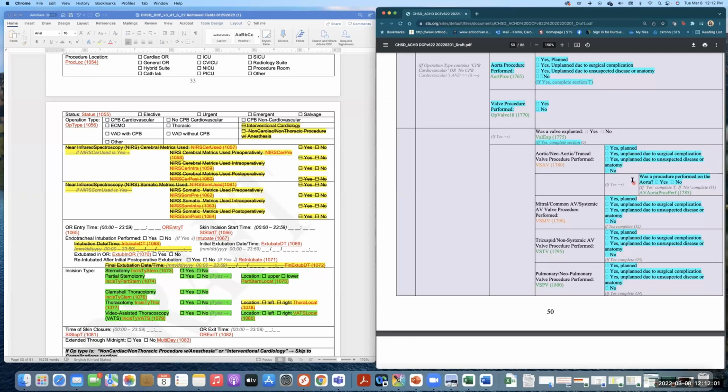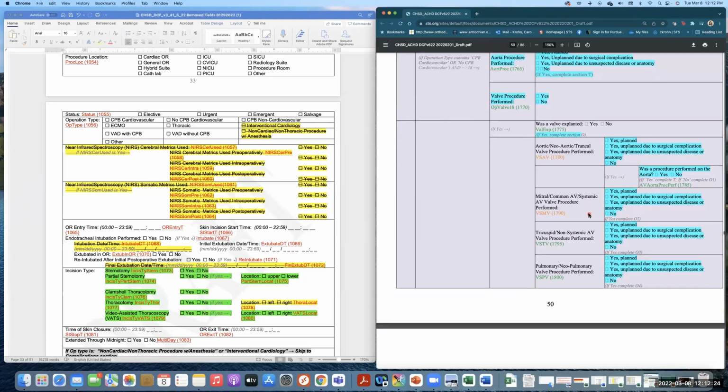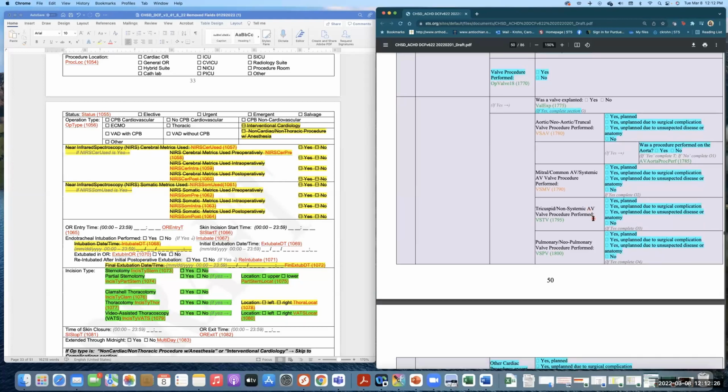The next section we go into is the mitral valve. So did you do a mitral valve procedure or your AV systemic AV valve procedure? And the same 4 questions. Was it planned? Was it unplanned due to a complication? Was it unplanned due to unsuspected disease? Or no, I didn't do a mitral valve. And then the same for the tricuspid and the same for the pulmonic.